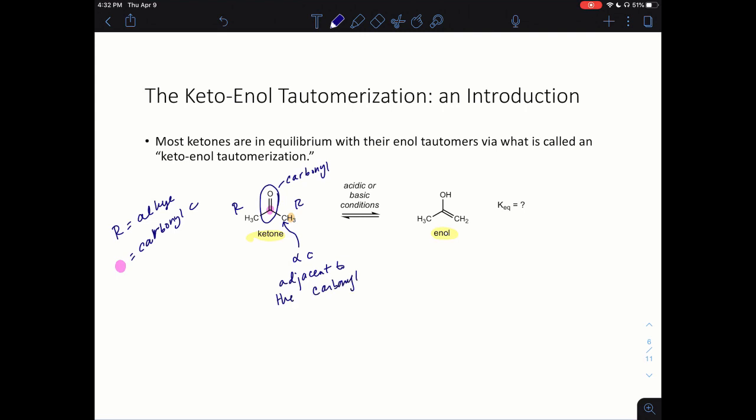And you can see that this molecule has 2 equivalent alpha carbons because you have 2 methyl groups. They're exactly the same. So one of the hydrogens on that methyl carbon, on the methyl group, on the alpha carbon, has actually moved to the oxygen. So tautomers are constitutional isomers that are in equilibrium with one another.